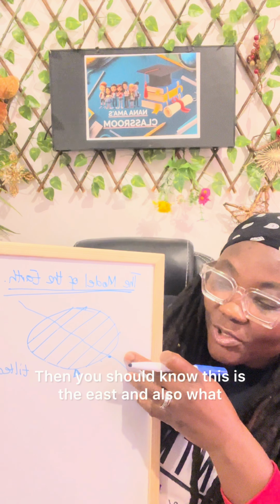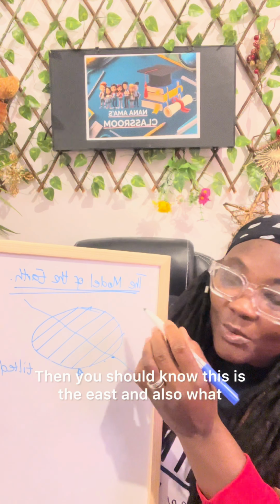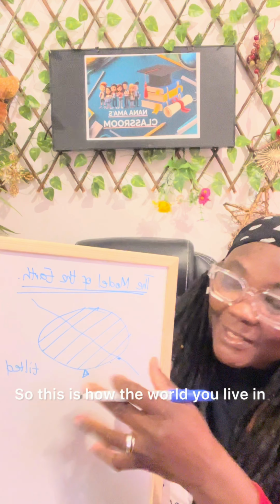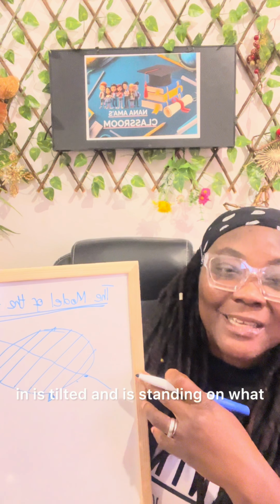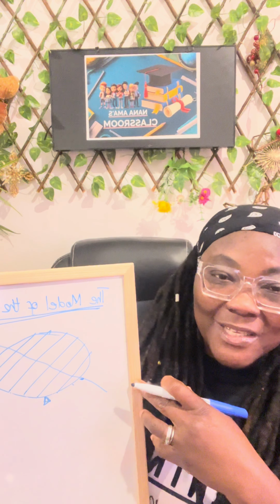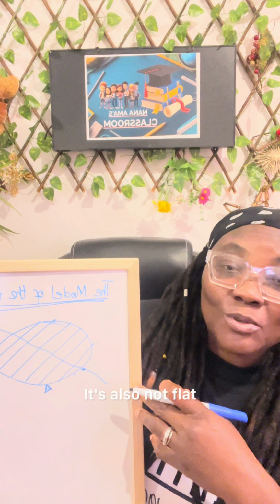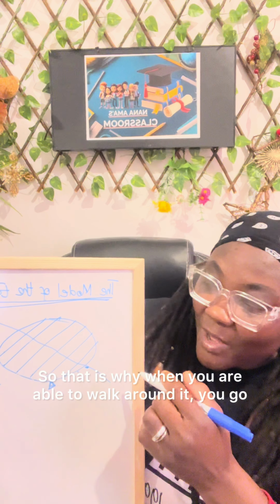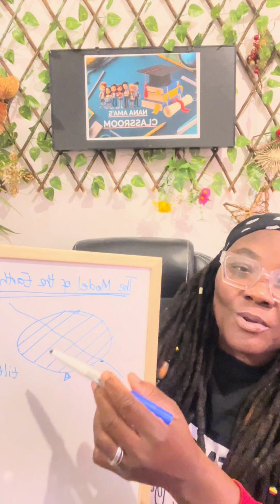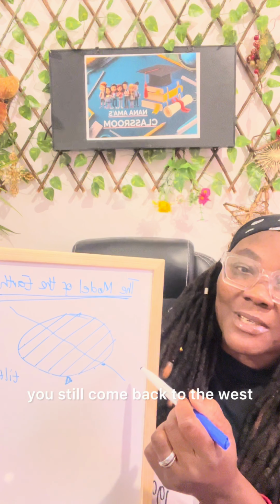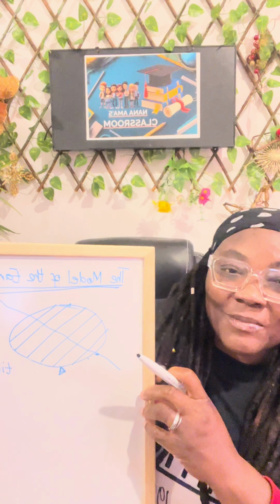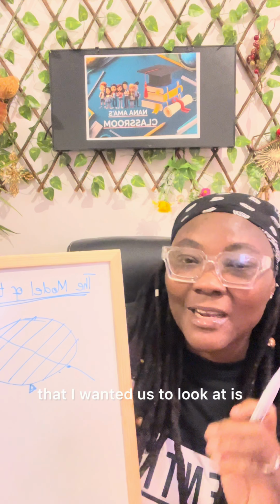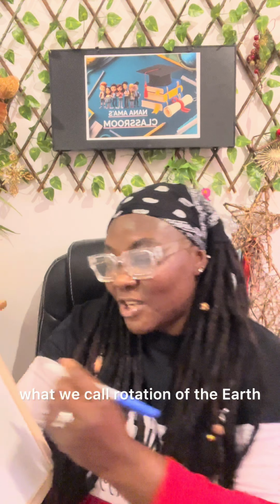Yes. Then you should know this is the east and also the west. So this is how the world you live in is tilted and is standing on its axis. It's not straight and it is also not flat. So that is why when you are able to walk around it, you come to west, you still come back to the west. You keep rotating it. So that is how the world is. So today, my main focus that I wanted us to look at is what we call rotation of the earth.